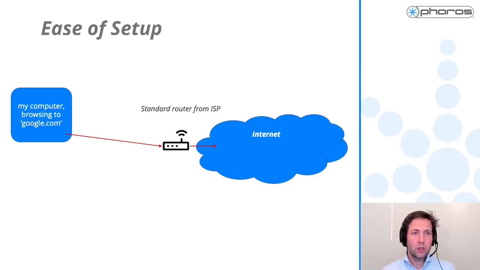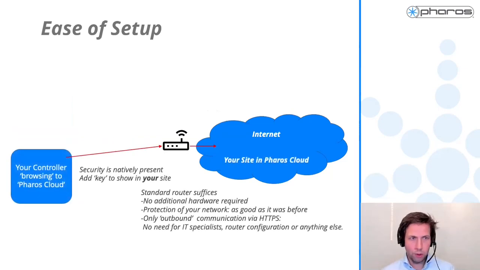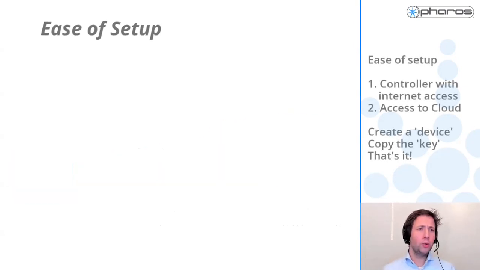Pharos Cloud and getting your controllers online is just as simple. You simply need to be sure that your controller is connected on a network that has internet access. You don't need any additional hardware. You don't need to make any special settings in your router. The only thing you need is simple internet access. And we've made sure that the whole connection is secure and that the device can share its information with the cloud. Now, of course, we do want to be sure that only you can see the data and not somebody else who has access to Pharos Cloud. Let me show you how we do that.